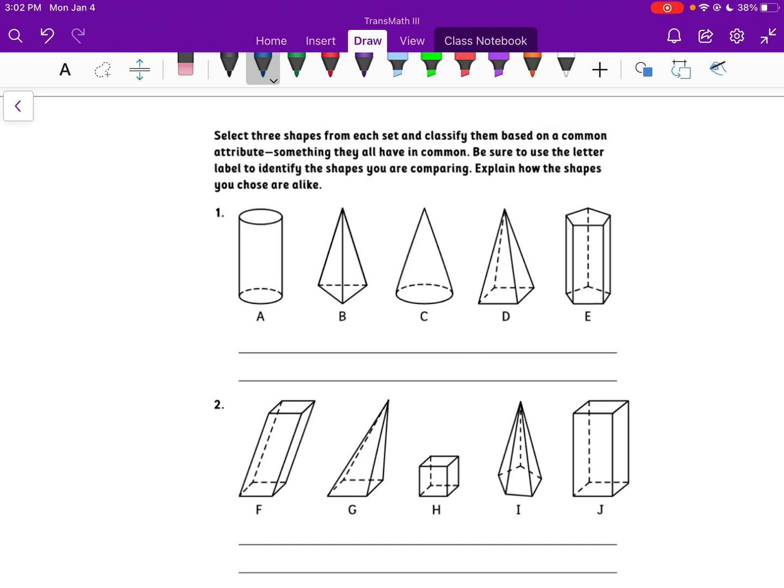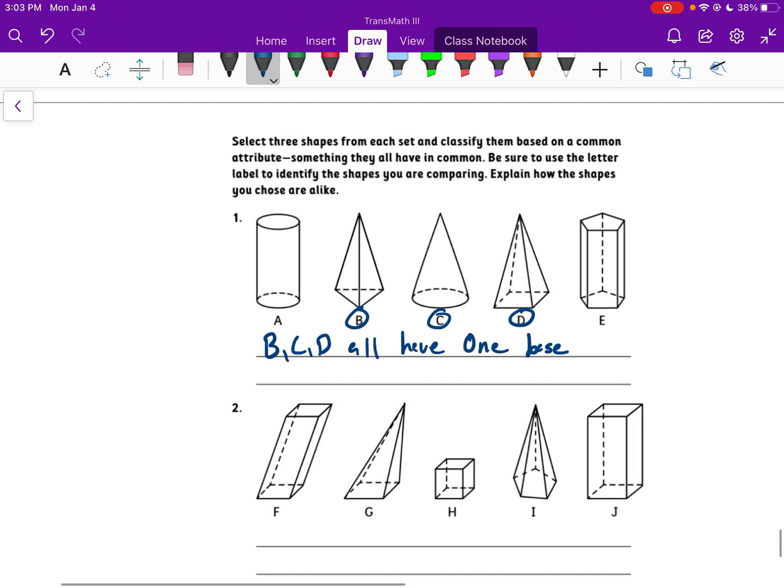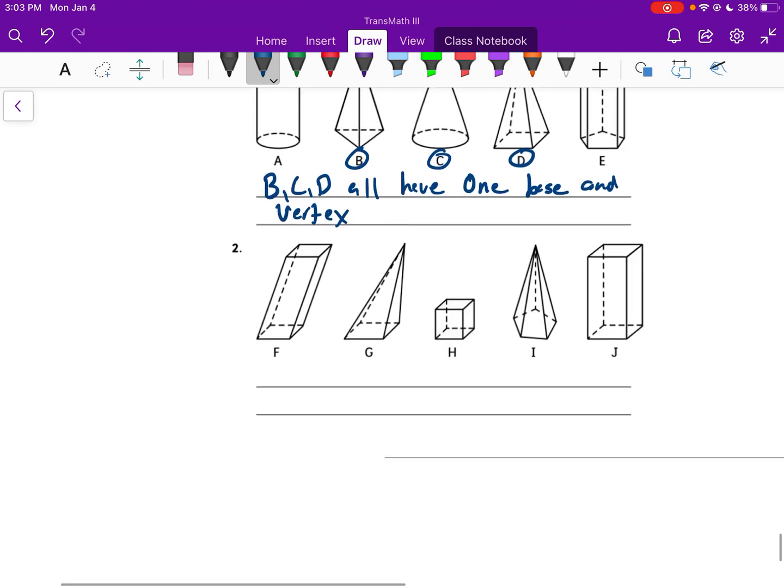Okay, so when I look at number 1, I see 3 shapes in there that all come to a point, B, C, and D. All B, C, and D all have 1 base and a vertex. And again, when they have 1 base and 1 vertex, it's either going to be a cone or a pyramid. Okay, C is a cone, where B and D are both pyramids.